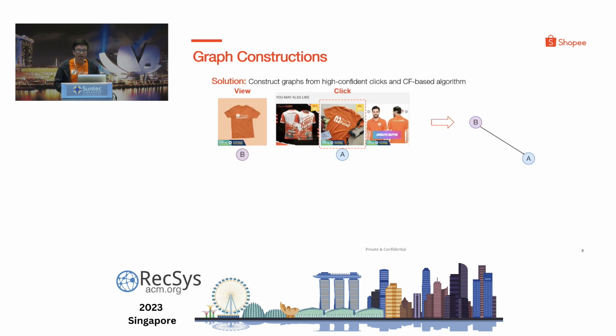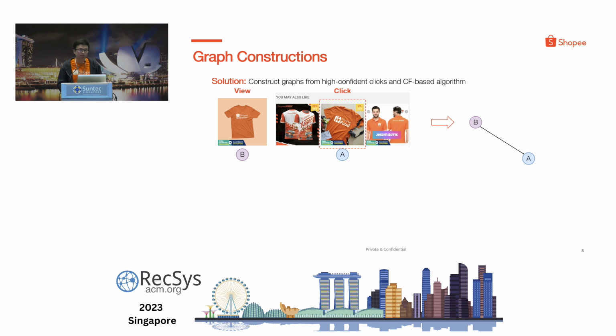Our solution is to construct the graph from only high confidence clicks. What is a high confidence click? That is a click in only a very specific scenario. You are viewing product B, then click product A. Then we will link B to A. Only if you click in this scenario will we form the link. That is what it means to be a high confidence click.